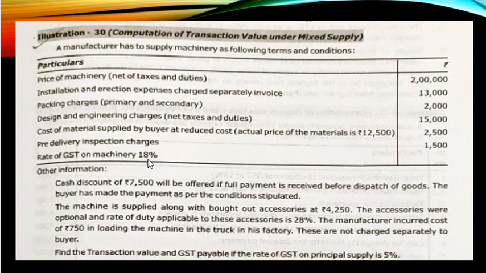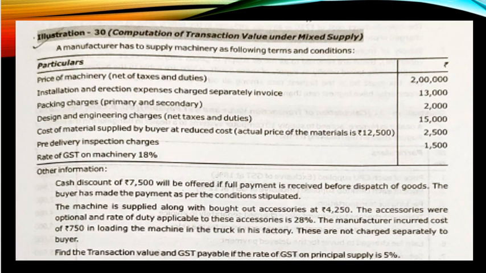So now here, as this is a mixed supply, the higher GST rate will be applicable. The principal supply made is machinery at 18%. Then the optional supply made is accessories at 28%. Whichever rate is higher you will take, 18 or 28, and 5 is also given here. Among these three, whichever is higher will be taken. So 28% is higher, so that rate will be applicable.